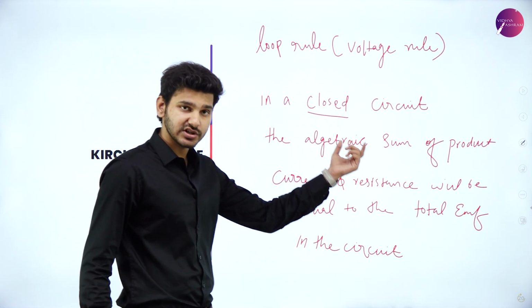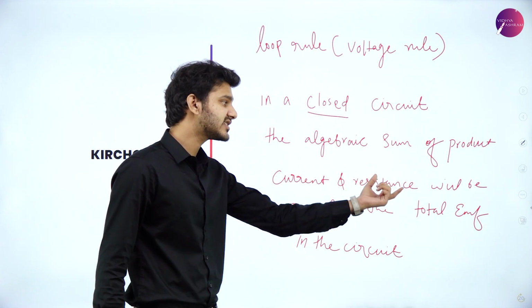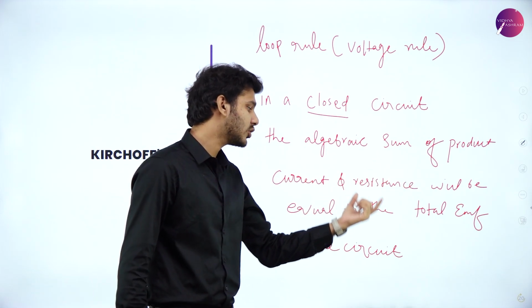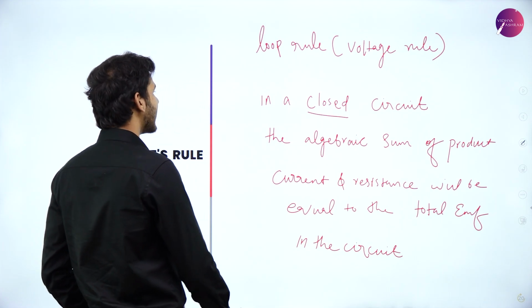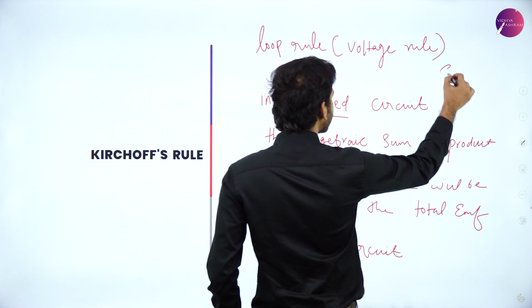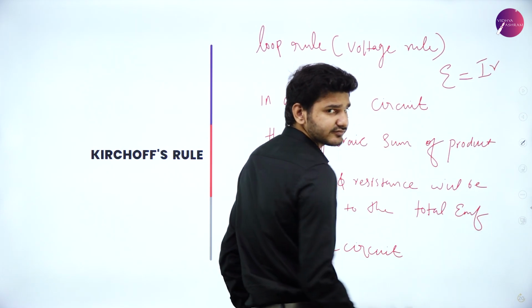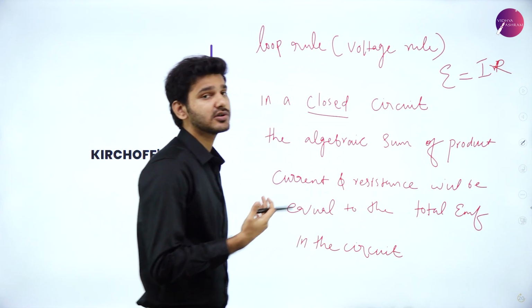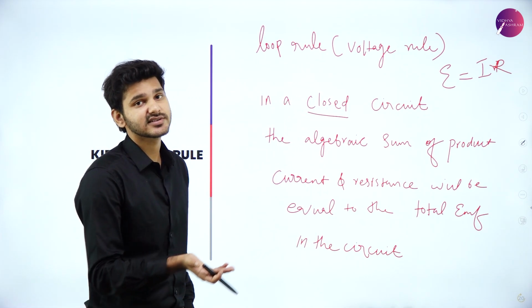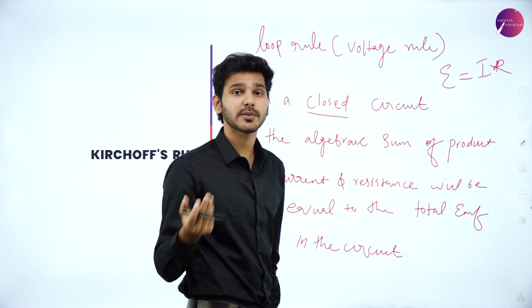So, in a closed circuit, the sum of the product of current and resistance will be equal to the total EMF inside the circuit. That is, basically we are saying that voltage or EMF will be equal to I times R, or capital R, whatever it is, the sum of currents and resistance inside that particular loop. So we can see an example for that.